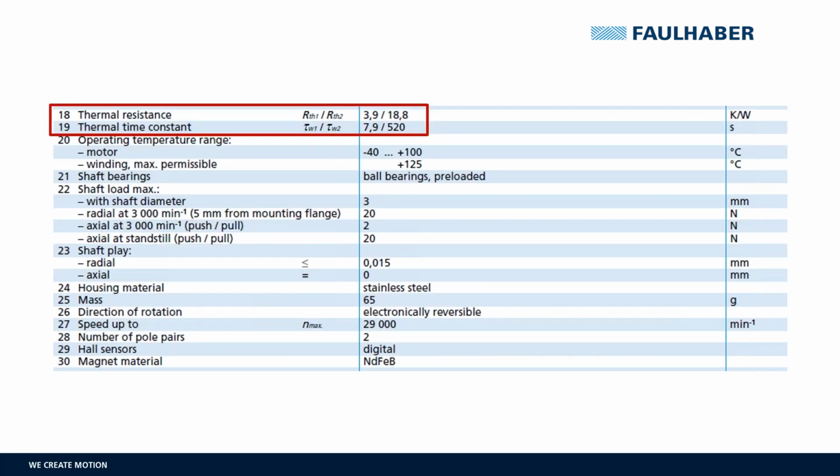The next block shows the thermal time constants, the operating temperature range, and information related to the shaft loads. The thermal time constant is the time the motor needs to reach 63% of its maximum temperature. In our case, this is 7.9 seconds for the winding, the first value, and 520 seconds for the housing, the second value. This is very important for daily use, especially when you operate the motor in an intermittent operation cycle.